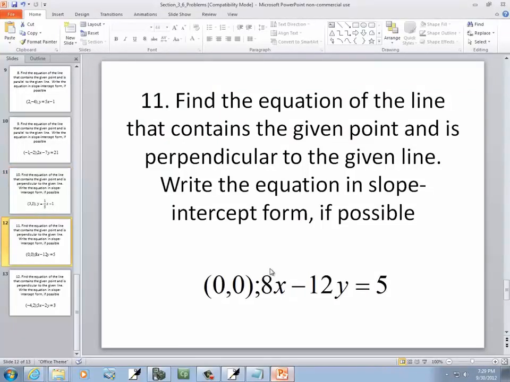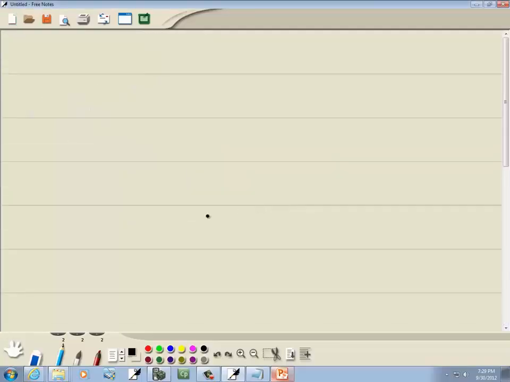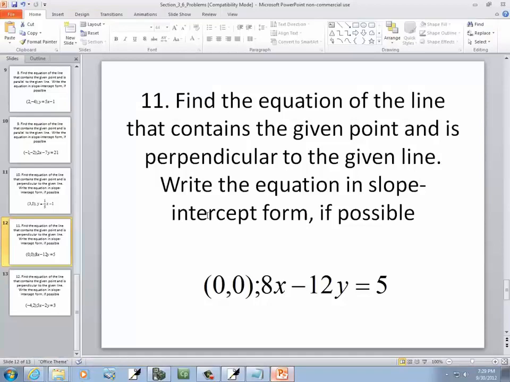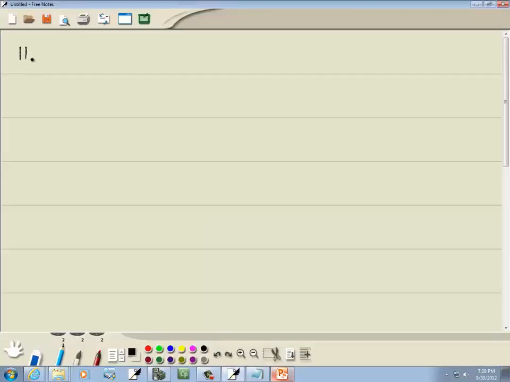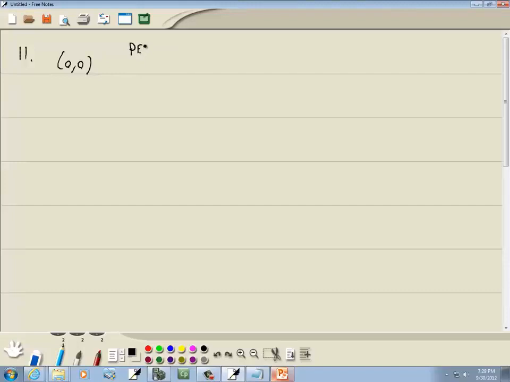Now let me start a new page. And let's look at our next problem. So pass this through (0, 0), and it's perpendicular to 8x minus 12y is equal to 5. Okay.